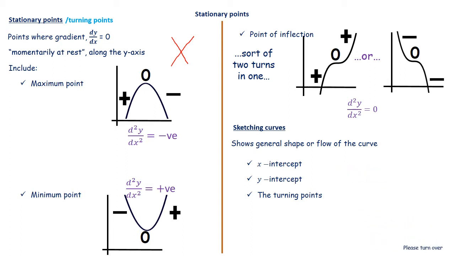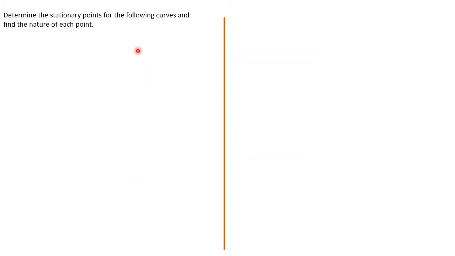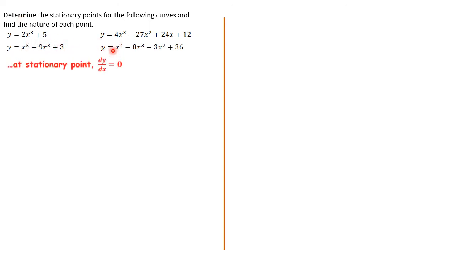Let's turn to actual examples on stationary points. We are told to determine the stationary points of the following curves and find the nature of each point. So we have those 4 questions there. Let's start with this statement. At a stationary point, we have just said the change in y over change in x is 0. So that's the guiding principle in all of the calculations we're going to be doing.